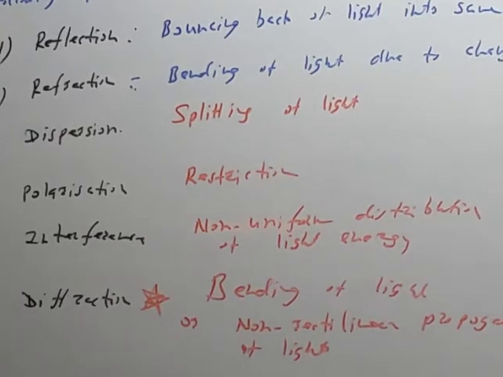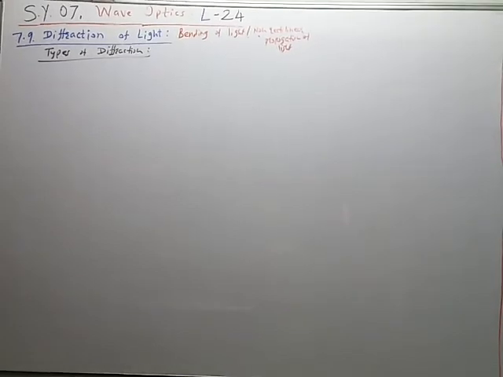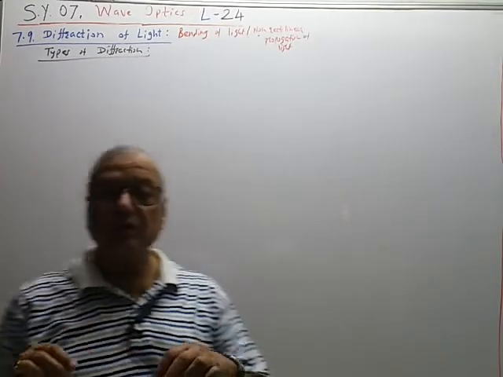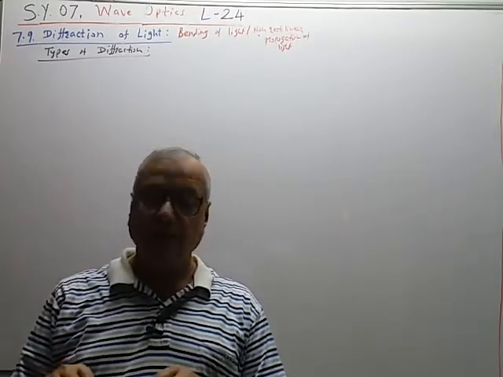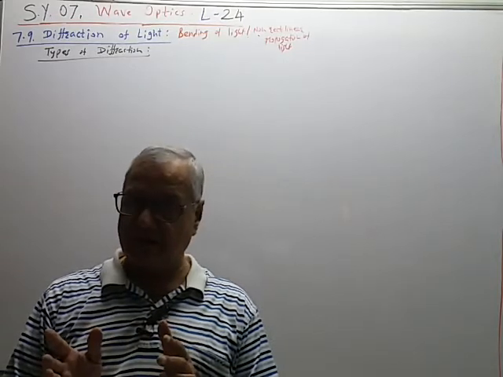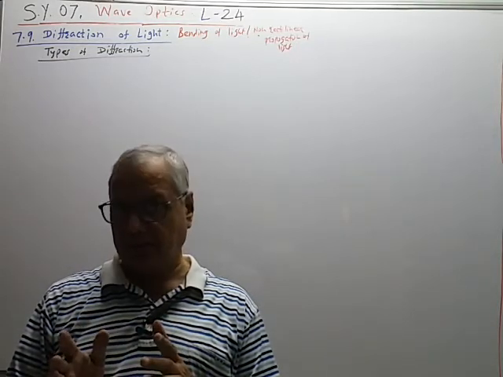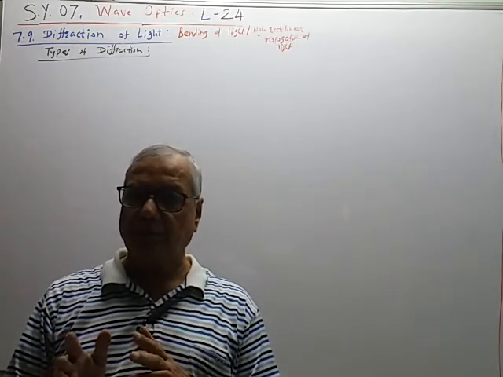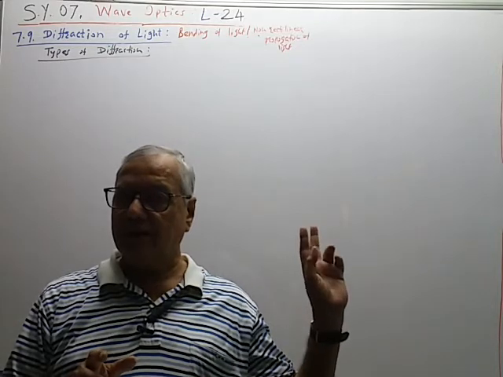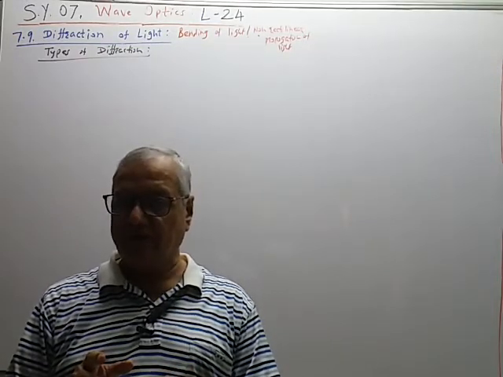Reflection means bouncing back of light into the same medium, like this. Now, in case of interference, we have seen two types: constructive interference and destructive interference. The phenomenon of diffraction of light was observed by many scientists, and there are various methods to observe it. Depending upon the observation, diffraction can be studied in two ways: one explained by the scientist Fraunhofer, and the other by Fresnel.